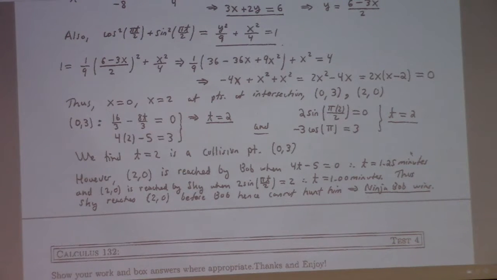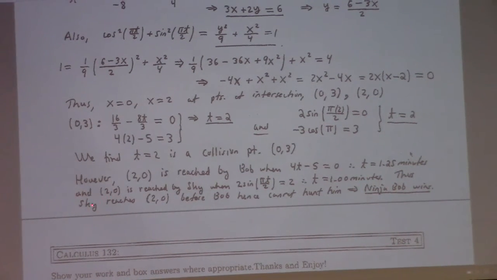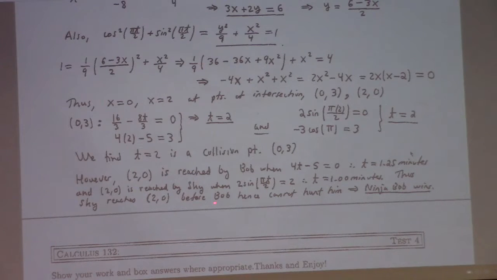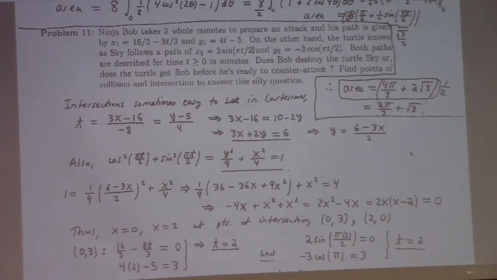However, the point (2, 0) is reached by Bob when this is equal to 0, which is 1.25 minutes. And (2, 0) is reached by Sky when t equals 1 minute. Thus, Sky reaches (2, 0) before Bob and hence cannot hurt him. Ninja Bob wins. Isn't that the opposite of the way the problem works? If Sky reached first, let Sky win, because Bob's not ready yet. He hasn't turned and attacked.